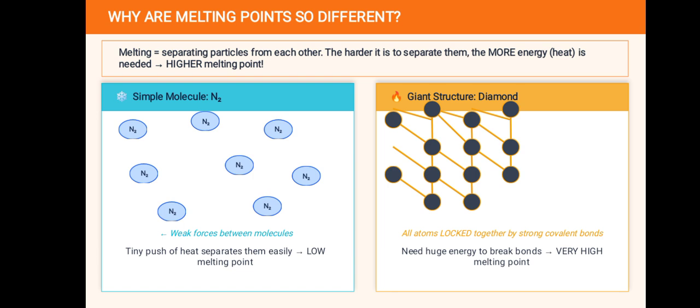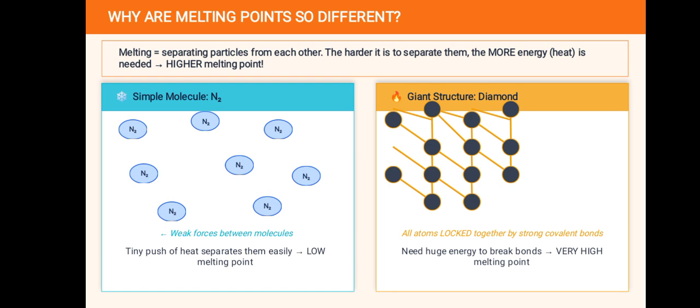I want to make sure that this concept is completely clear because it's a favorite exam topic as well. Melting means separating particles from each other. The harder it is to separate them, the more energy, the more heat they need. More energy needed means a higher melting point. For simple molecules like nitrogen, the N2 molecules are floating around with only weak forces between them. Imagine gentle magnets that barely attract each other. Even a small push of heat easily separates the molecules from each other. Very little energy, very low melting point.